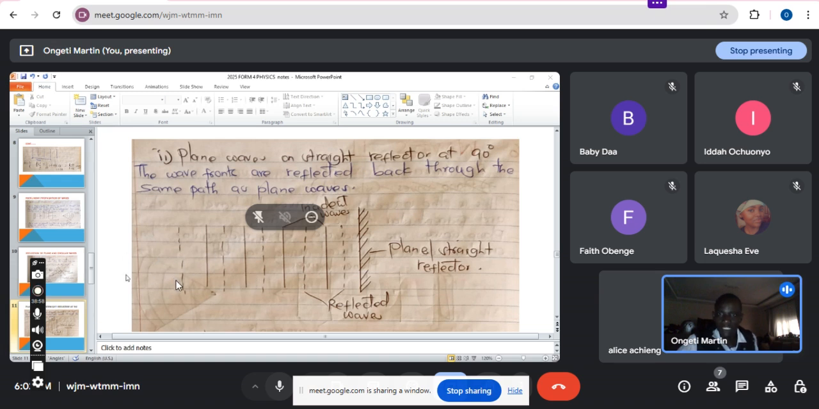So this one tells us that when we have plane waves moving towards a straight reflector, once they strike the straight reflector, they get reflected backwards. They are still plane waves, even though we are representing them using dotted lines. So nothing has changed.